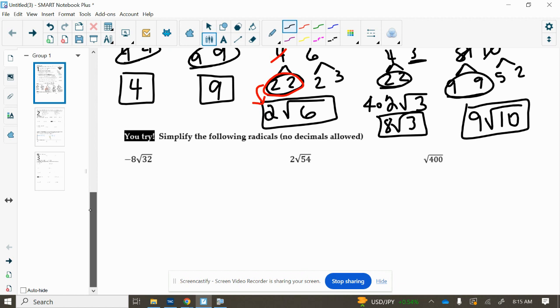All right, now we have some for you to try on your own: break down the square root of 32, the square root of 54, and the square root of 400.